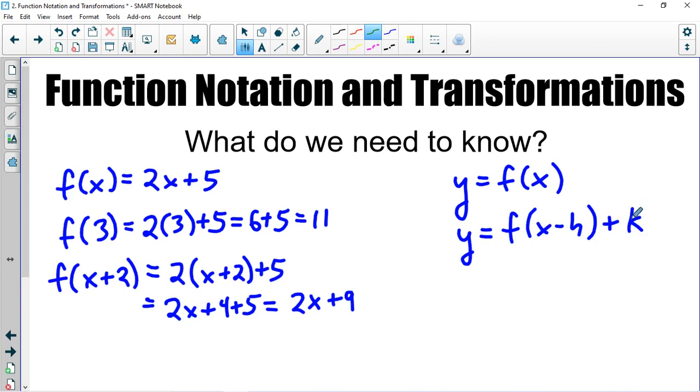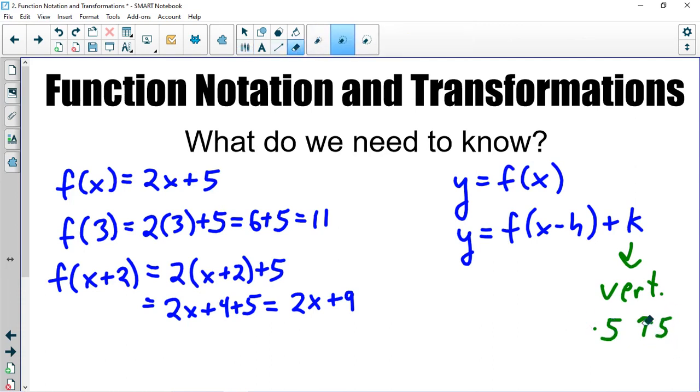This k value right here is basically talking about our vertical transformations, our vertical translations. So if k is a 5, like if we see a plus 5, that means we go up 5. And if we ever see a minus 5 after the function, that just means we go down 5. So vertical transformations pretty much work the way you'd expect. If we see a plus 5, we go up 5. If we see a minus 5, we go down 5.